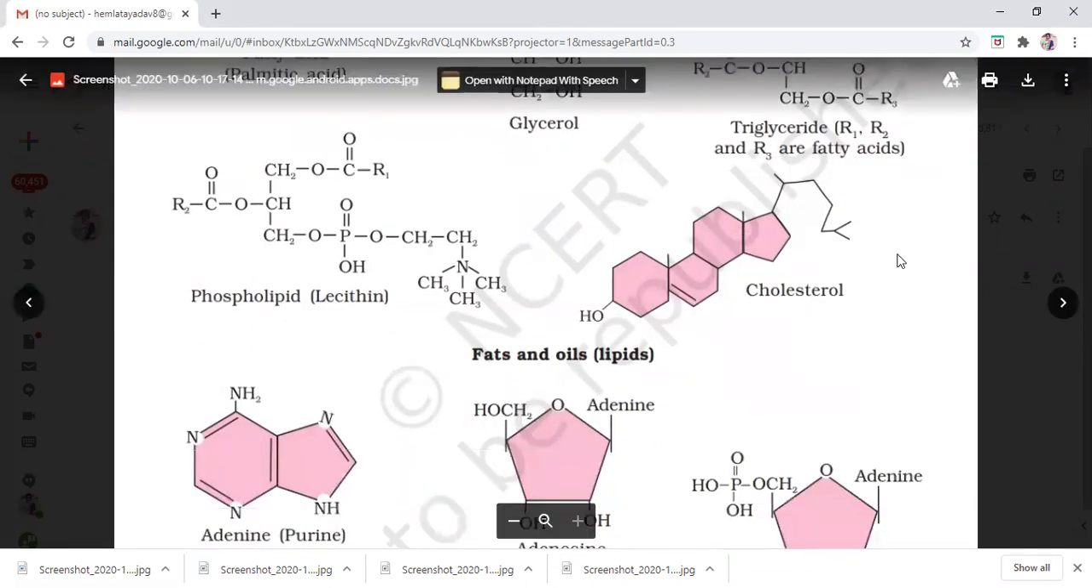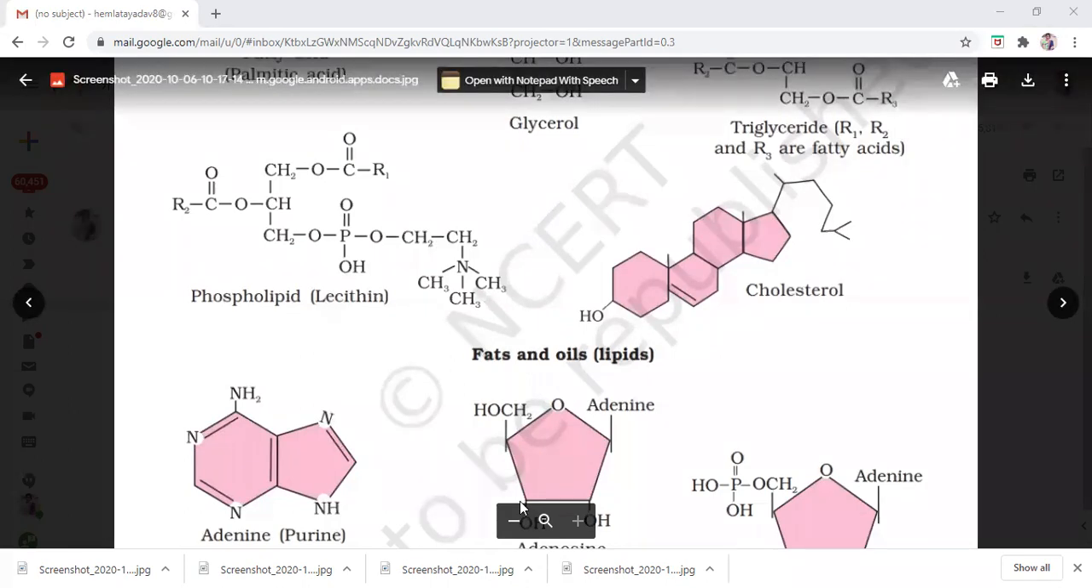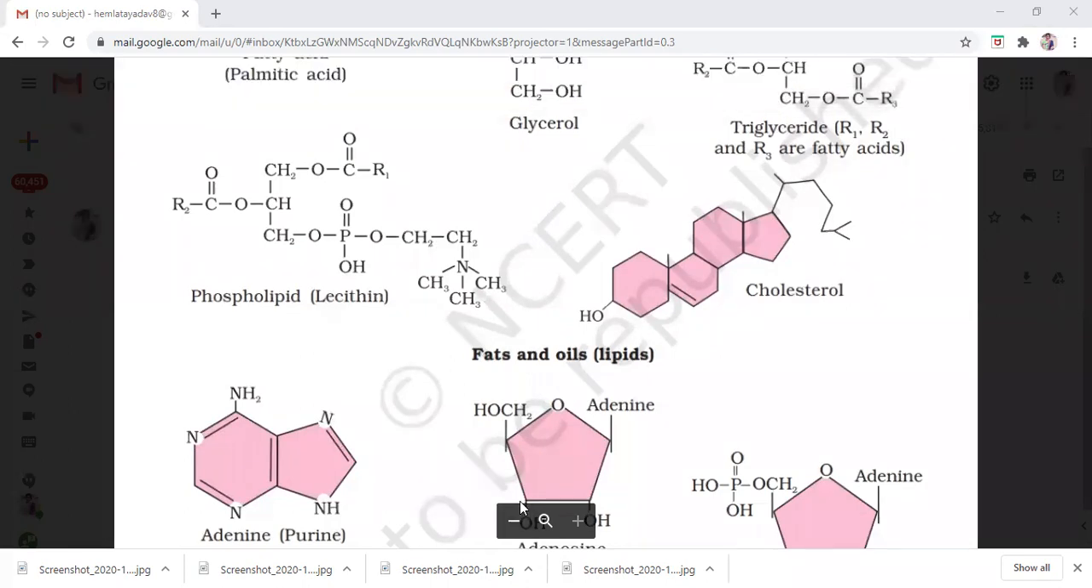Then cholesterol is shown, which is a multi-chain aromatic compound. You can see it in the form of a multi-chain aromatic compound. So this is cholesterol.